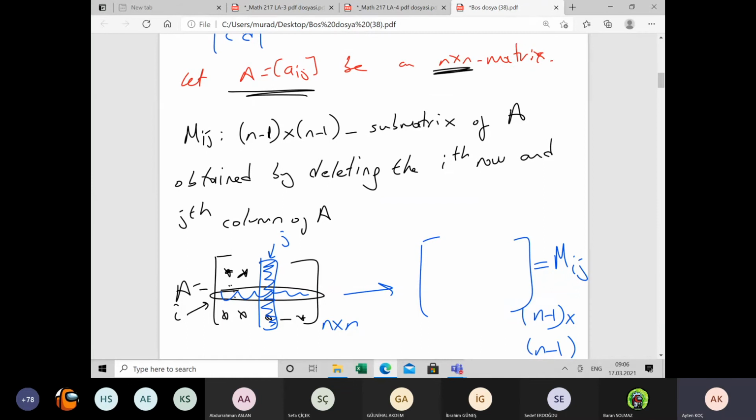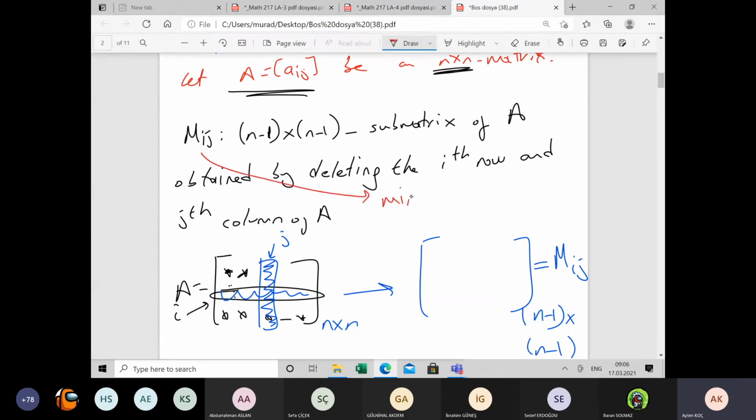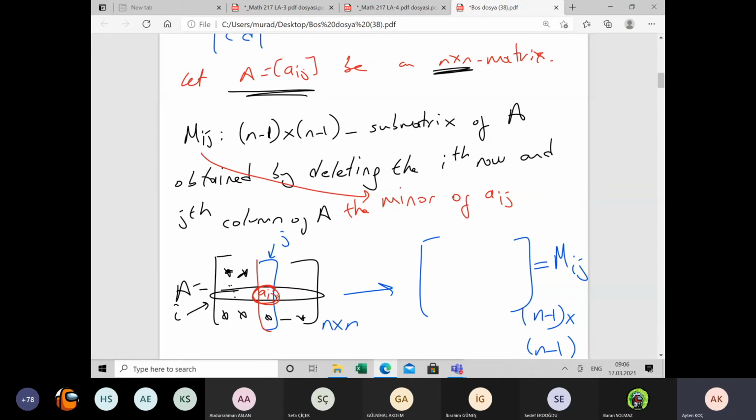This one is called the minor of entry ij. It's okay. Take a look at this one. The minor of ij means find this entry and find the position. So delete this row and column. It's okay. So it's called the minor of this entry aij. This one is the minor.